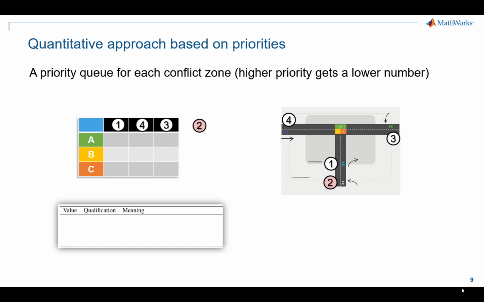So here we use a priority queue for each of the three conflict zones, and a higher priority gets a lower number. So we can think of it in terms of this table where each of the cars is a column and each of the conflict zones is a row.